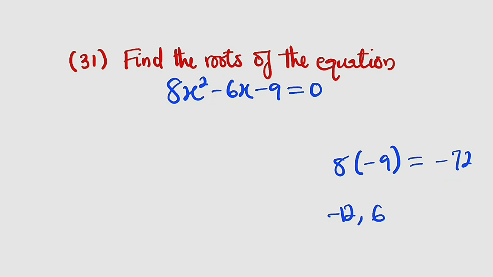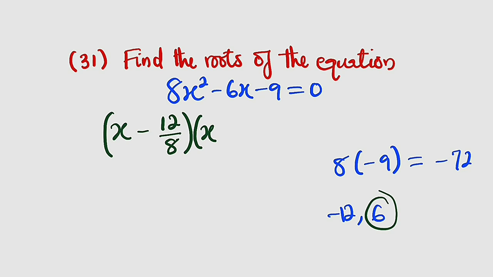So let me show you how to find the roots. We have x, you take the first number here, which is negative 12, and you divide by the leading coefficient. Then you multiply it by x again, then plus 6, divide by the leading coefficient, everything equal to 0.